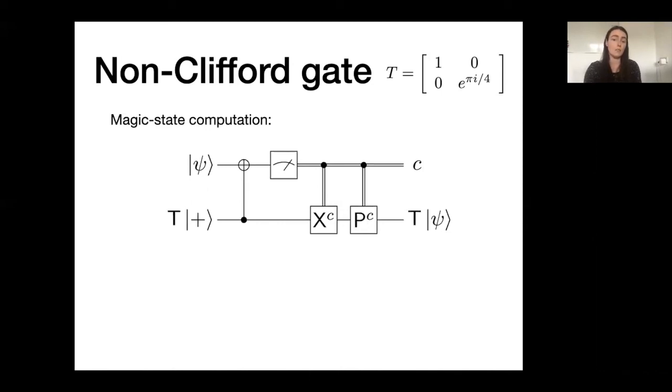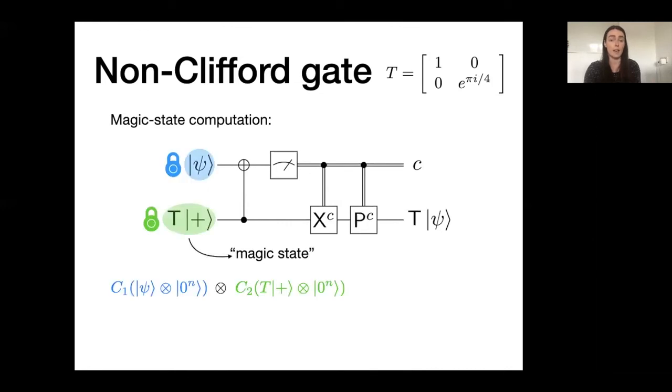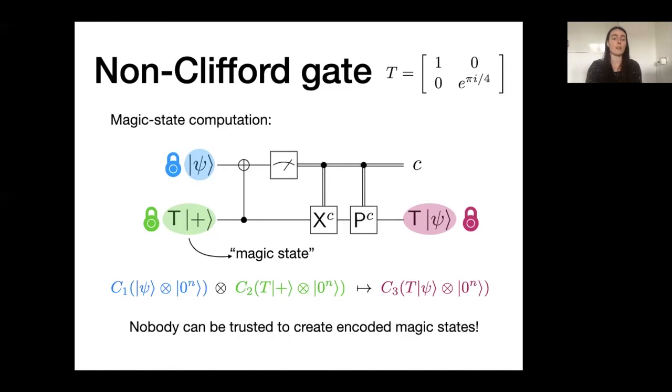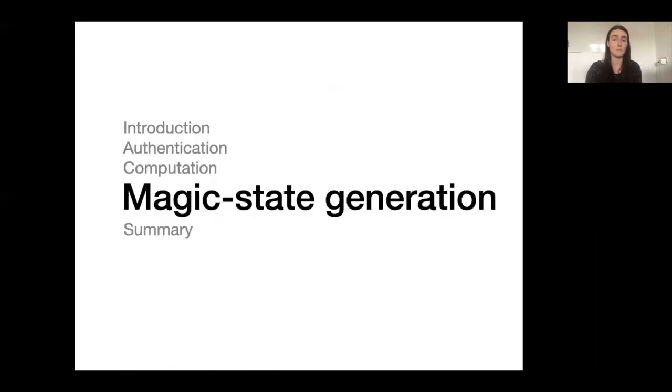But for all these operations, CNOT, measurement, Cliffords, we actually already have protocols. So if we have an encoding of our input psi and an encoding of the magic state, then we can produce an encoding of T applied to psi simply by chaining together the subprotocols for these gates and the measurement. There's just one issue with this approach, and that is that nobody can be trusted to honestly create encoded magic states. And that brings me to the final part of this talk.